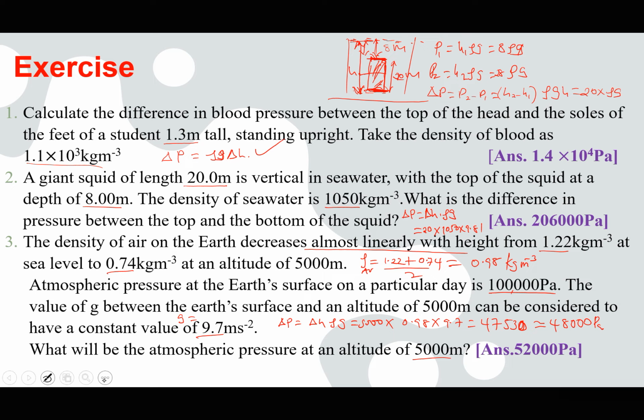Remember we are moving upward. The pressure at sea level is 100,000. So if we go high, it changes by this amount. So the pressure we're talking about is going to be 100,000 minus 48,000, which gives us that answer there, 52,000 pascals.